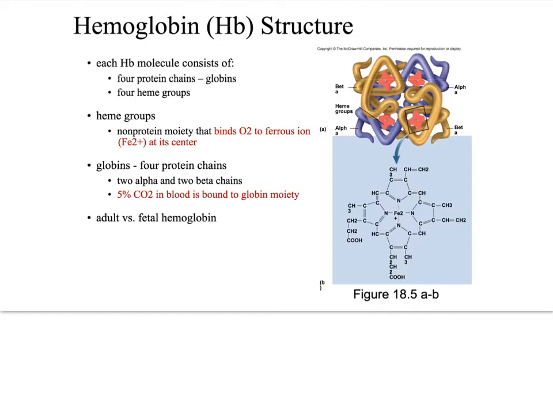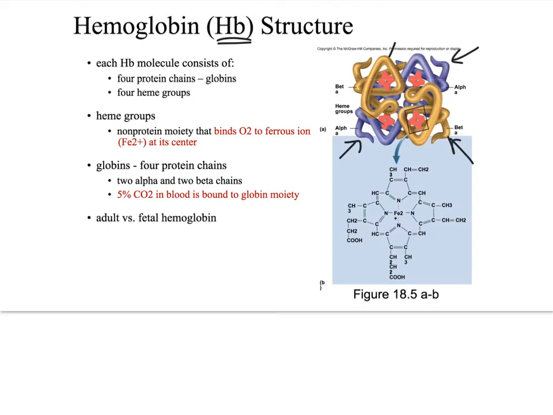Okay, so hemoglobin, and we abbreviate hemoglobin with a capital H, little b. Each hemoglobin molecule consists of 4 protein groups, globins. Here's one that's a mustard color, there's another one, and then we have the blue ones: 1, 2, 3, 4. So there are 4 protein globins.